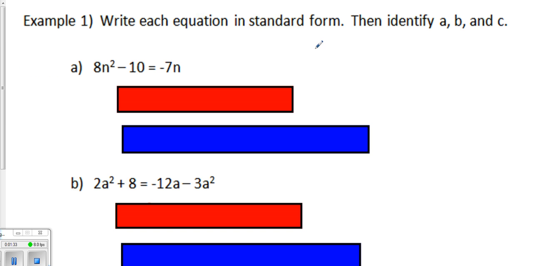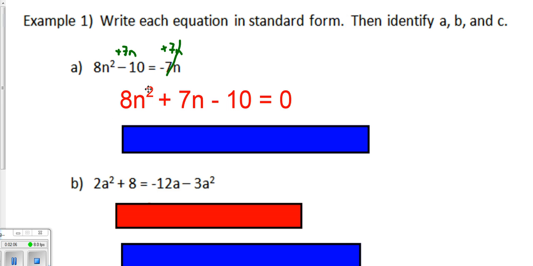So let's see that in action. First, for these examples, we need to write each equation in standard form, then identify a, b, and c. So in this form, 8n squared minus 10 equals negative 7n. We don't have it set equal to 0, so we want to change it so that we have it set equal to 0. How would we do that? Well, we can add 7n to both sides. When we do this, that'll cross it out on this side and just leave 0.